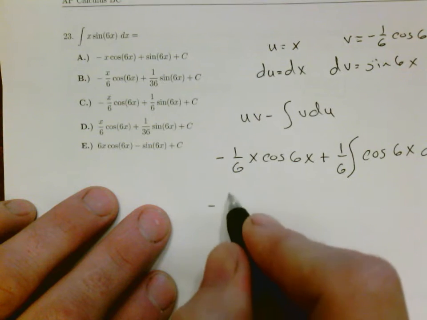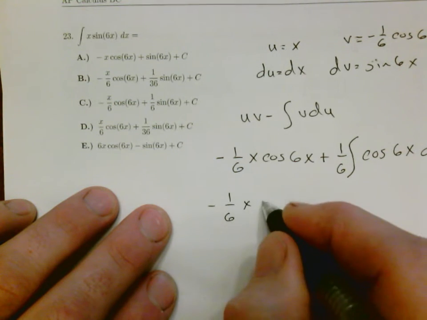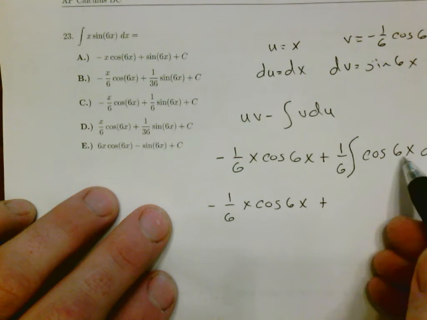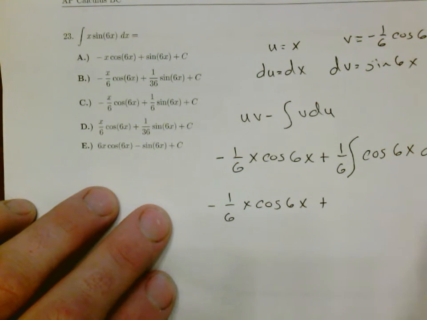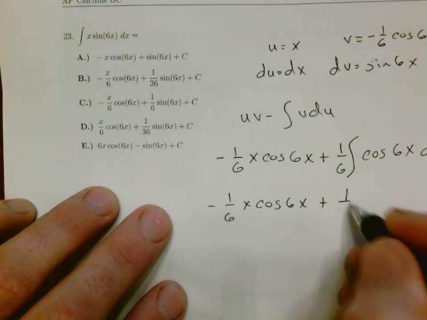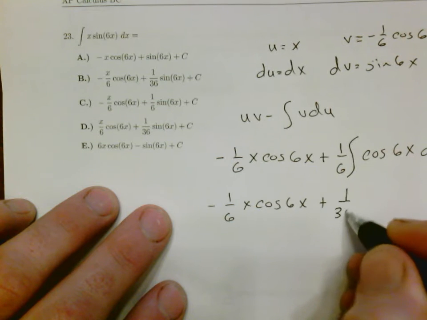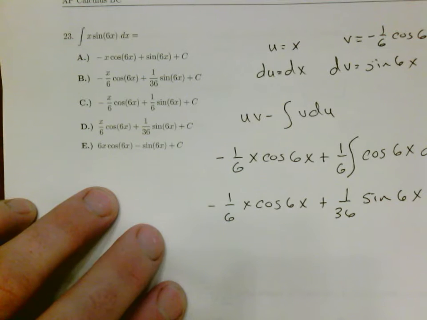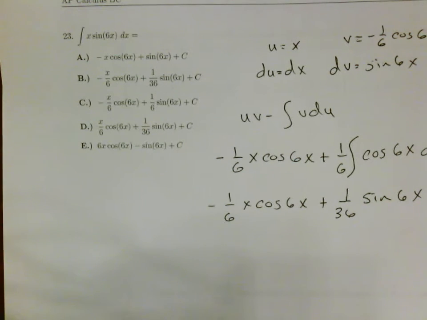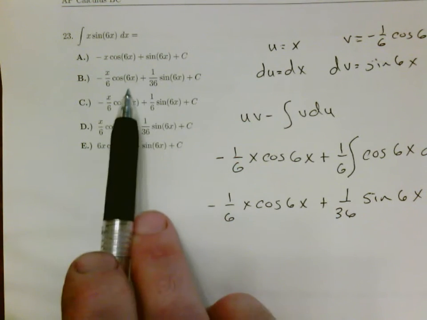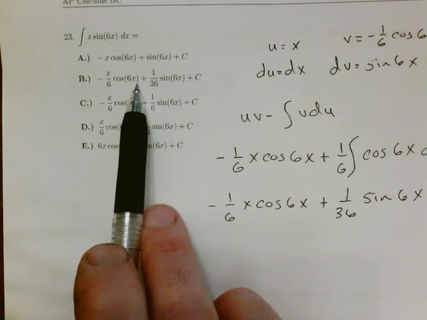which is equal to negative 1/6 x cosine of 6x plus, now I have to integrate cosine of 6x, which is sine of 6x, but by the reverse chain rule, you have to divide through by the derivative of 6x, which is 6. So this is 1, and the 6 times 6 gives you 36 sine of 6x plus c. Okay, so comparing and contrasting, negative 1/6 cosine of 6x, so it has to be one of these. It looks like B is going to be my answer.